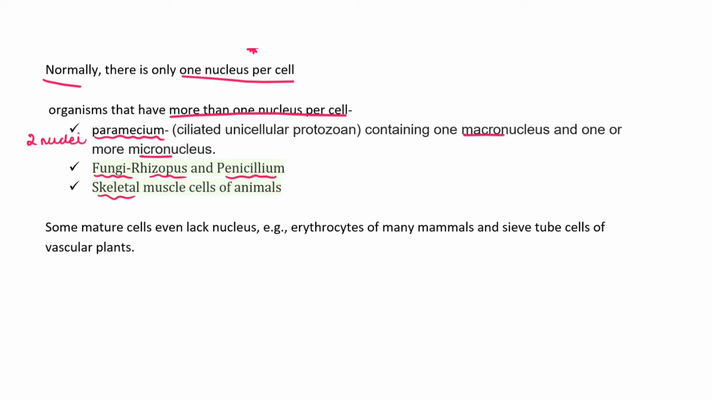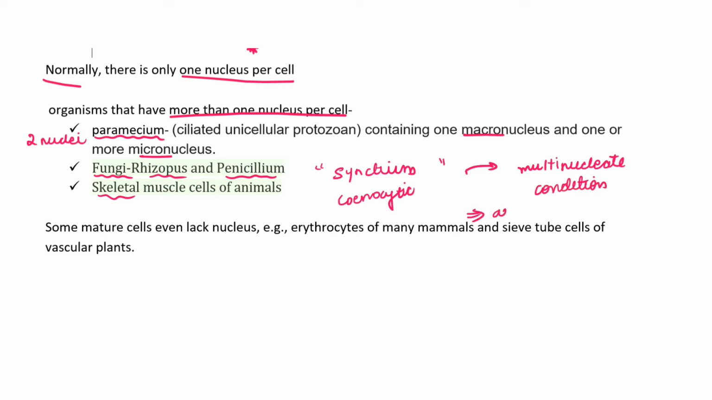And talking about humans itself, animals, skeletal muscles. Yes, we know they are voluntary muscles. They also have multinucleate condition. This we say it is structural syncytium. Whereas in fungi like rhizopus and penicillium, we call it cenocytic condition. So both these terms are referring to multinucleate condition, which arises when karyokinesis is not followed by cytokinesis, the cenocytic condition. So remember, there are two terms which I used here.